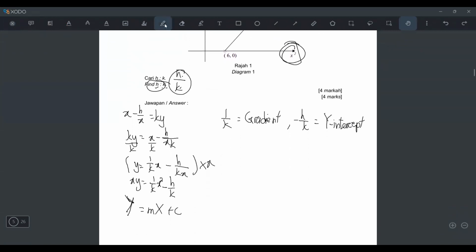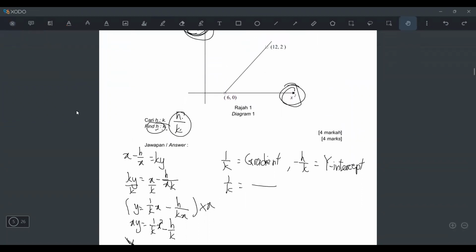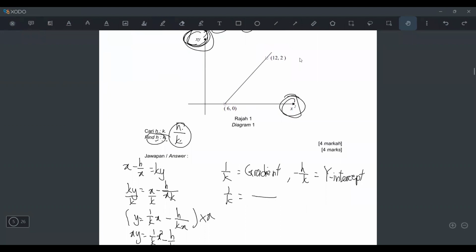Okay, now finally I can start to focus on finding the h and k. So we all know 1 over k is the gradient. So can I find the gradient from the graph? The answer is yes, because this is a straight line and I can find the gradient. They give us 2 points here. So the gradient will be y minus y, 2 minus 0, divided by 12 minus 6. So the answer is, okay, we know 12 minus 6 is 6, right?